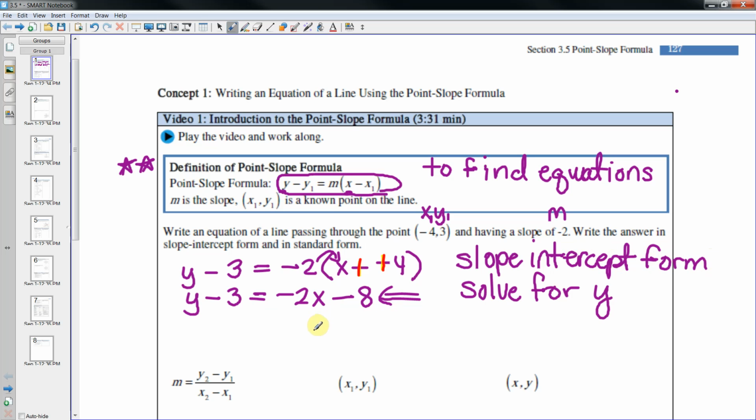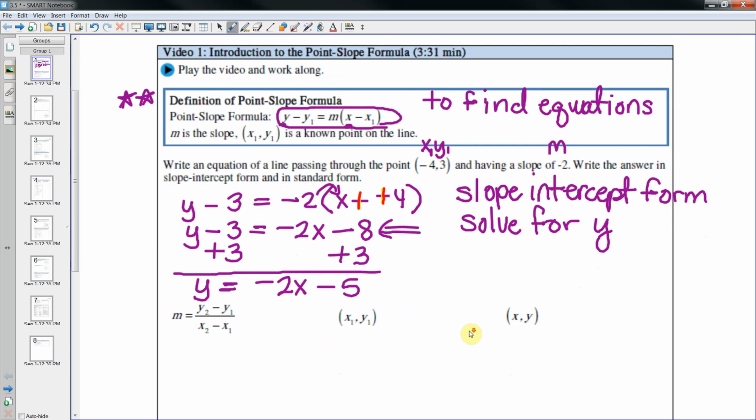So sometimes you can leave it like this. Sometimes it's going to ask for the slope intercept form. So if it asks for the slope intercept form, we're going to solve for y. And in this case, it's going to be really easy because all I have to do is add that 3 to both sides. So y equals -2x, and a -8 plus 3 would be -5. And there would be my final answer for an equation with the point (-4, 3) and a slope of -2.